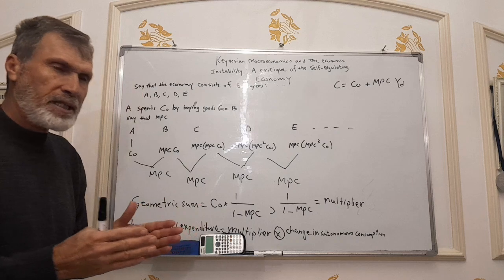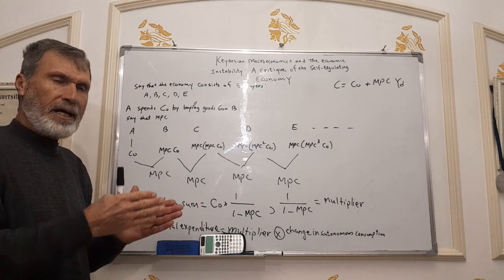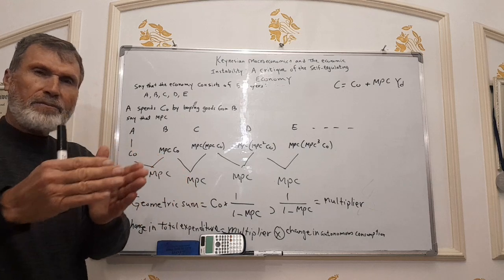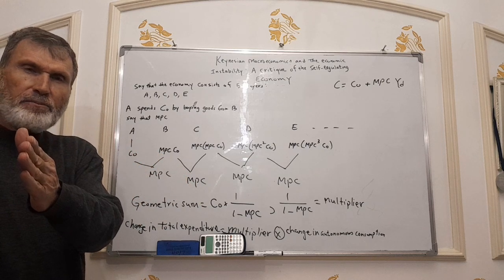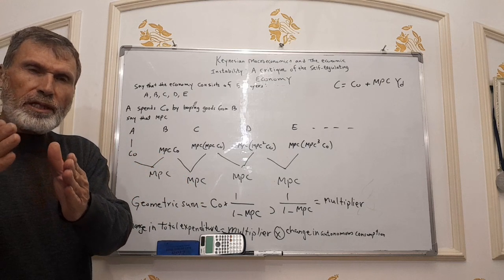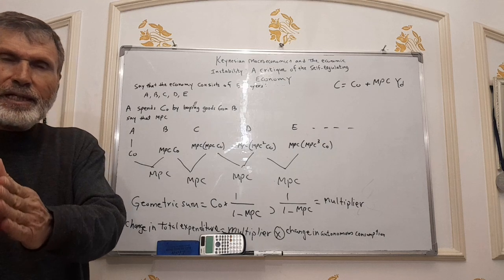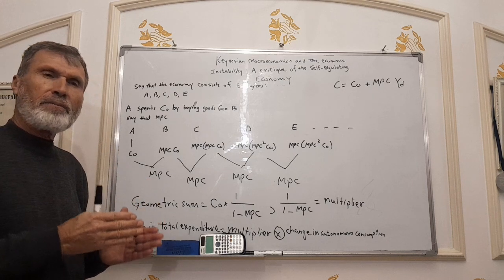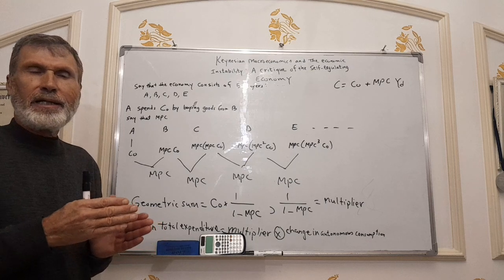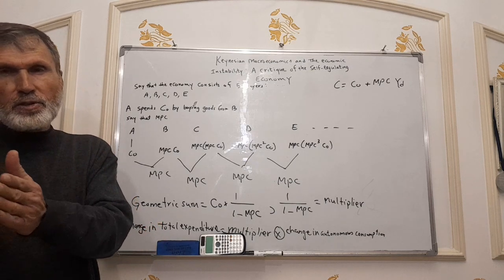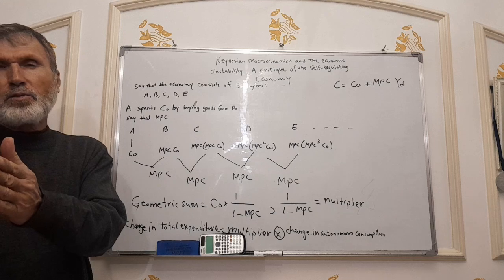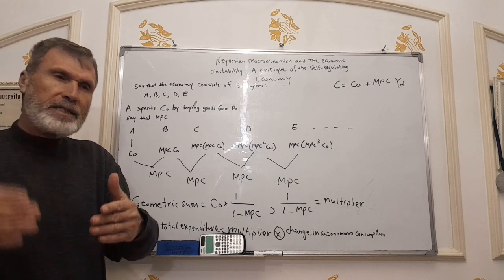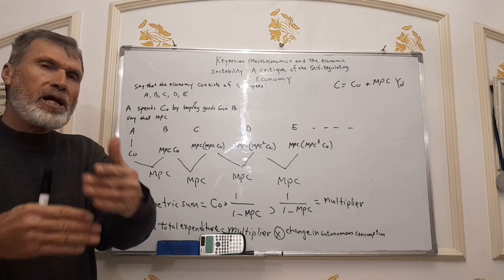So the multiplier process basically is: an increase in consumption of one person causes an income to another person, and then the other person will also spend a portion of that income, and that portion will lead to an income to a third person, and the third person will spend a portion of that income, and so on and so forth. And this is called the multiplier process.